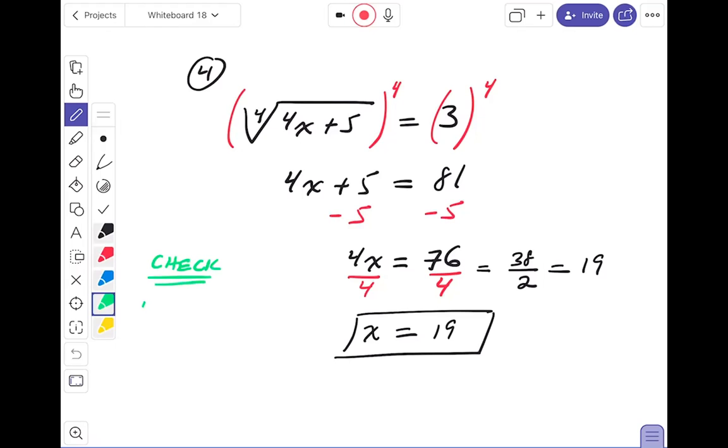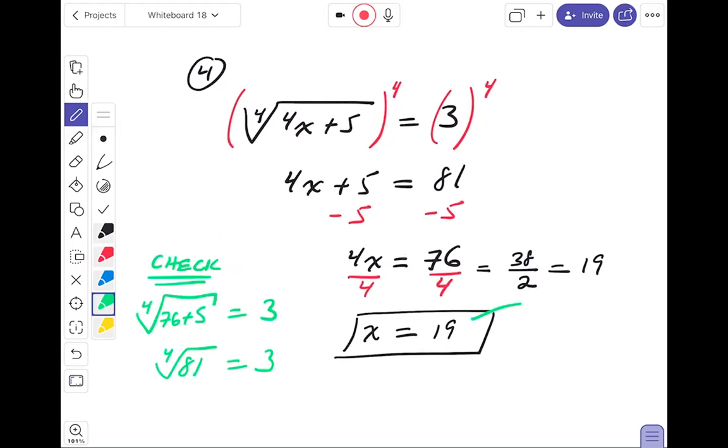All right, fourth root. I say it's equal to 3. 19, 4 times 19 is 76. And 76 plus 5 is 81. And the fourth root of 81, in fact, is 3. All right, so it's worked out well. Again, I'd recommend you still look at the key to make sure they say x equals 19.